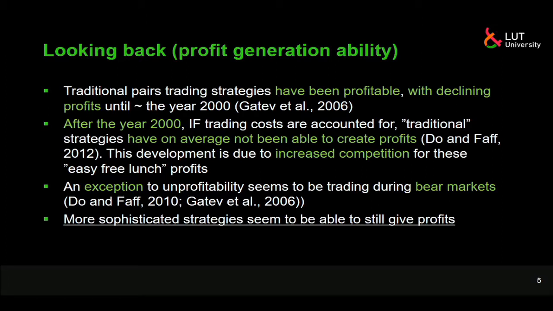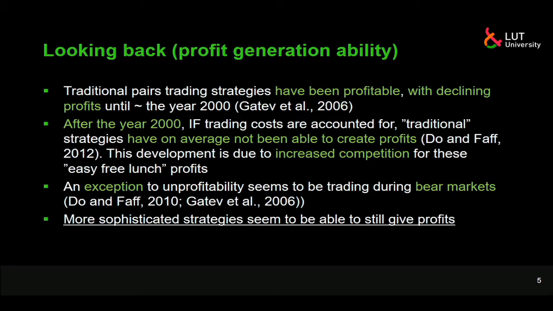After the year 2000, the profits have gone down a lot, and on average, it has been impossible to create profits by pairs trading. And this development is due to the fact that there have been more and more of these robot traders on the markets, so the opportunities have disappeared. So the arbitrage opportunity has basically disappeared from the traditional pairs trading strategy. But there's an exception to this.